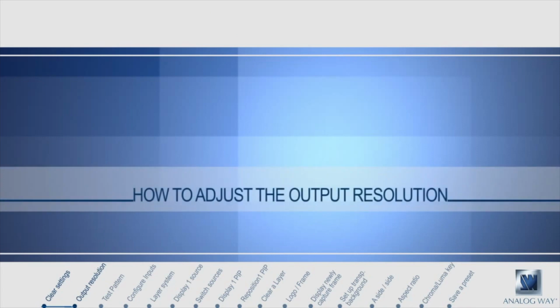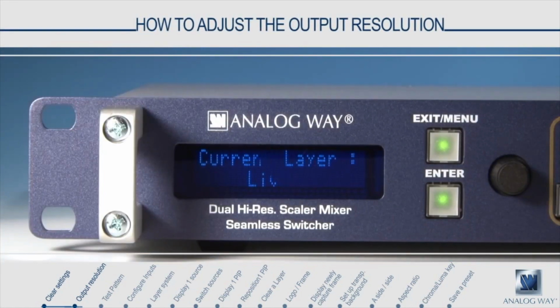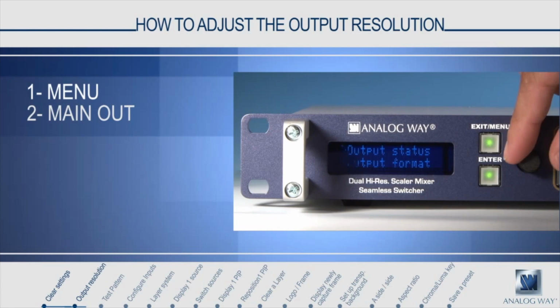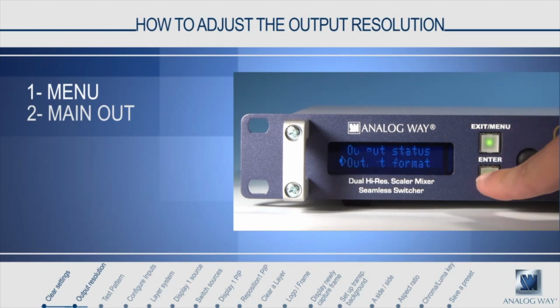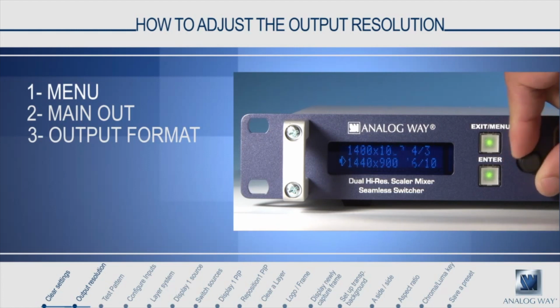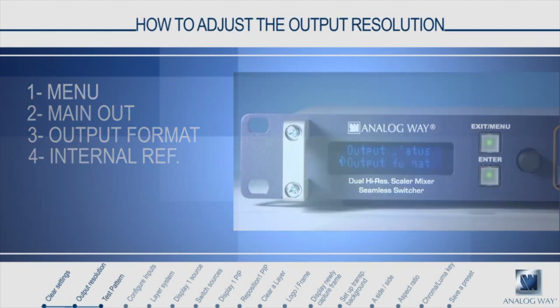How to adjust the output resolution. The first thing you may wish to do is adjust the output resolution. Press Menu and navigate to Main Out or Preview Out. Select Output Format and choose the resolution you'd like to use. Today we'll be using 1900 by 1200. Select Internal Reference and then choose the frame rate. Press Enter and your resolution will be selected.